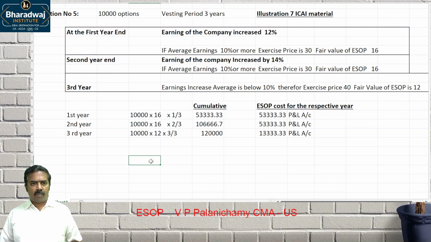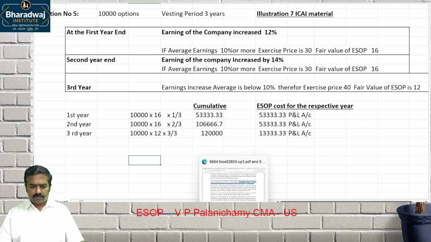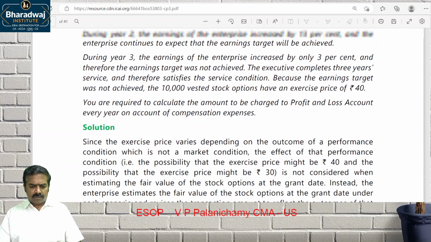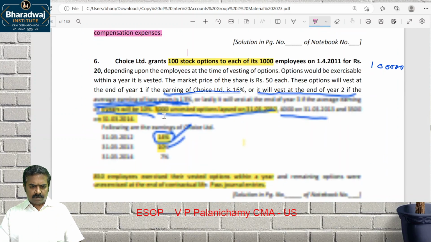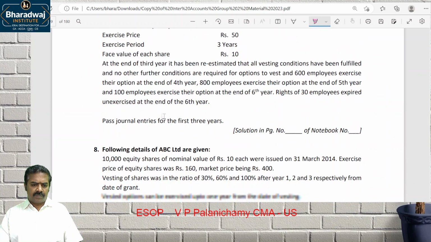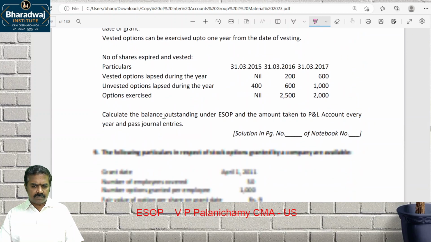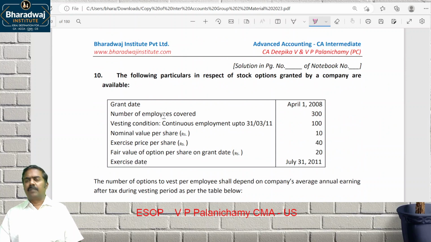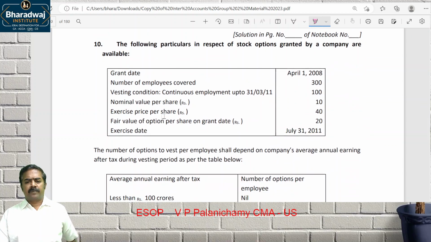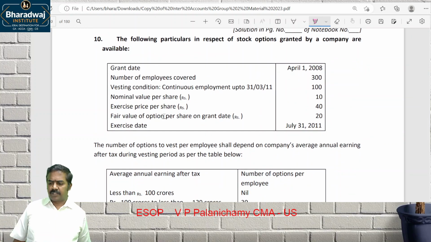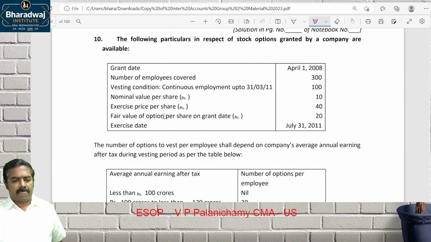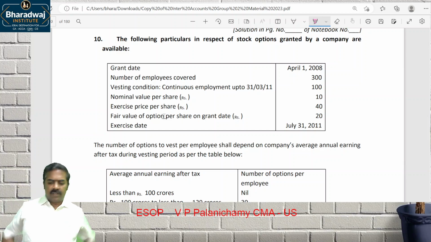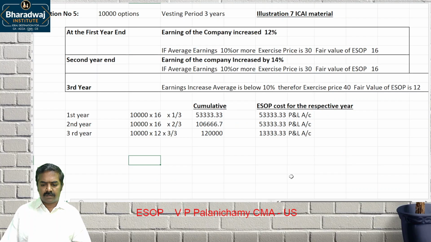Shall we? Come to question number 10. Remaining questions, of course, we will do. Question number 10 part. It's a very good question again. Have we copied this over? Okay, take it up fast.